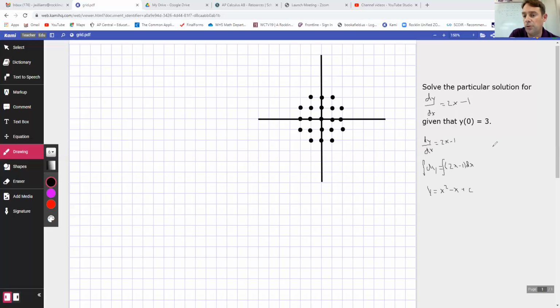To find the particular solution, we're going to plug 3 in for y and 0 in for x. So 3 equals c. So the particular solution would be y equals x squared minus x plus 3. That's our particular solution. Well, here's what I want us to do. I want us to take that equation here, and we're going to make something called a slope field.